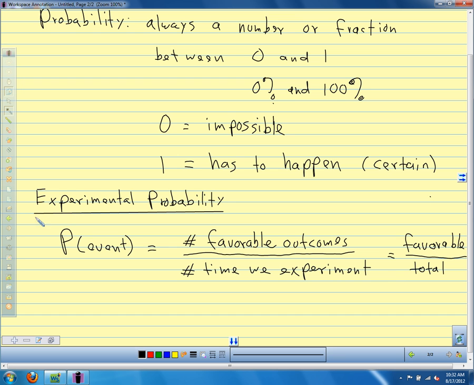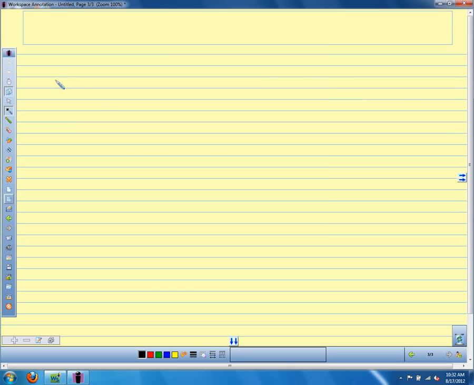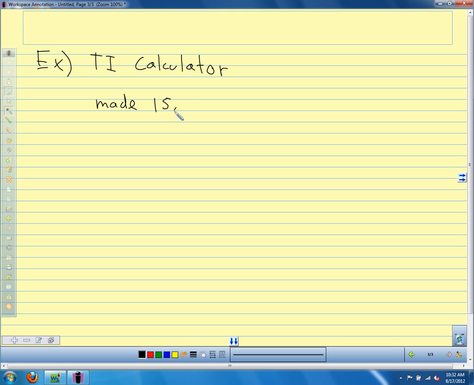All right, so we work in a Texas Instruments calculator factory, and we were in charge of a production run. We made 15,000 calculators in our production run. And we want to estimate how many defects there might be in that entire production run. So we want to do some quality control. So we want to estimate how many defects.